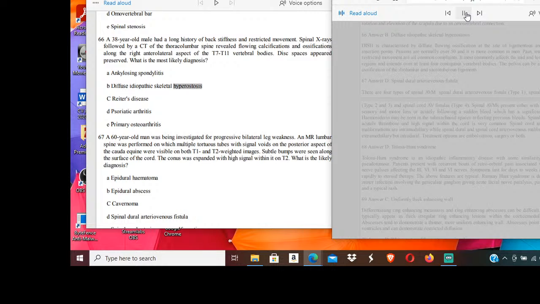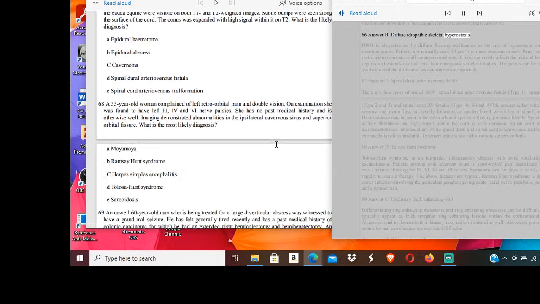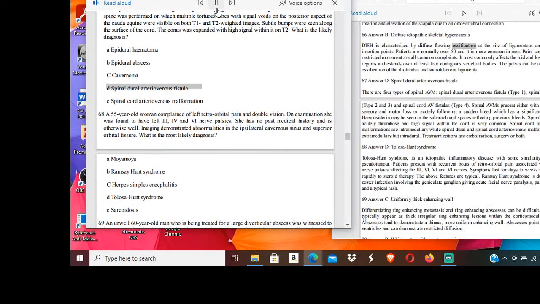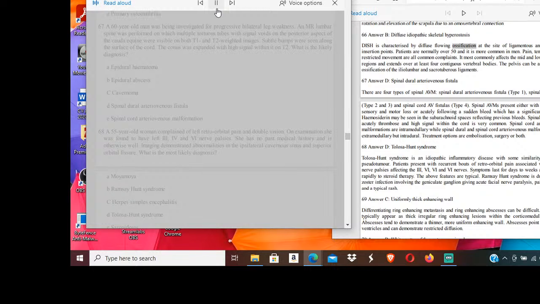Rotation and elevation of the scapula due to an omovertebral connection. 66. Answer B. Diffuse idiopathic skeletal hyperostosis. DISH is characterized by diffuse flowing ossification. Primary osteoarthritis. 67. A 60-year-old man was being investigated for progressive bilateral leg weakness.